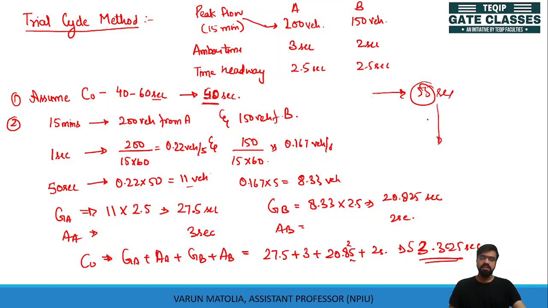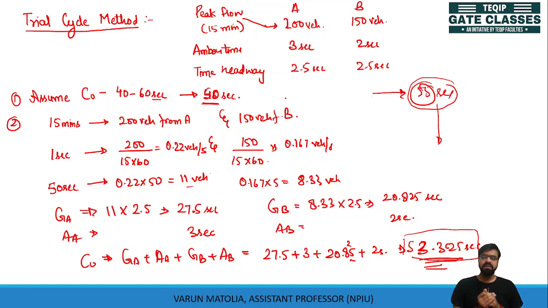and calculate the same values again, and we will reach a value. We will do this trial till the assumed value is equal to our calculated value. And this assumed value should be the nearest multiple of 5, like 45, 50, 55. So this way you can take the assumptions and you can do the trials. This is the trial cycle method.